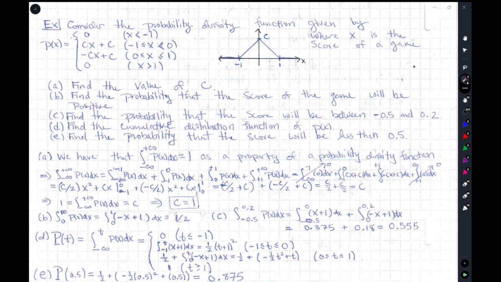So let's look at a concrete example. We're given this probability density here. This is how it looks. C is the height at 0. We want to find the value of C.